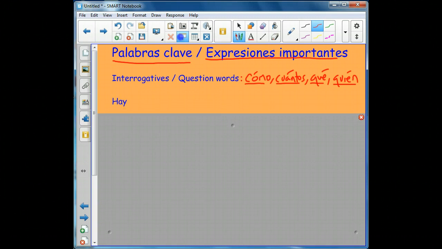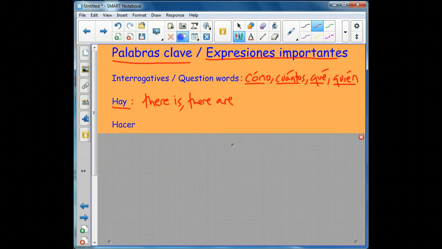Another key word is the word hay. This is a simple but super useful word. It means there is and there are. Real quick, I remember in Spanish class not learning this word forever and thinking when I learned it, why didn't I learn that one earlier? Hay, there is or there are. Great word. Remember it, use it as much as possible.